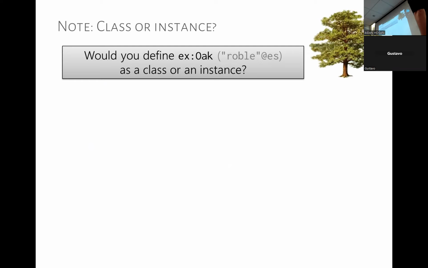Okay, so a common source of errors or problems when modeling in RDFS is the notion of something being a class or an instance. So earlier I told you that resource is a resource. So resource is both a class and an instance. So the question here is, how would you define oak, this species of tree? Would you define it as a class or an instance? If we choose between class or instance, would we say that oak, the concept of the tree species, is it a class or an instance?